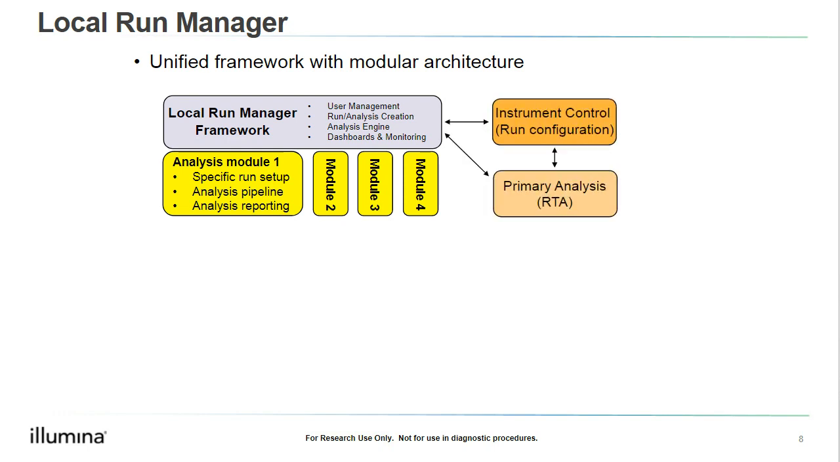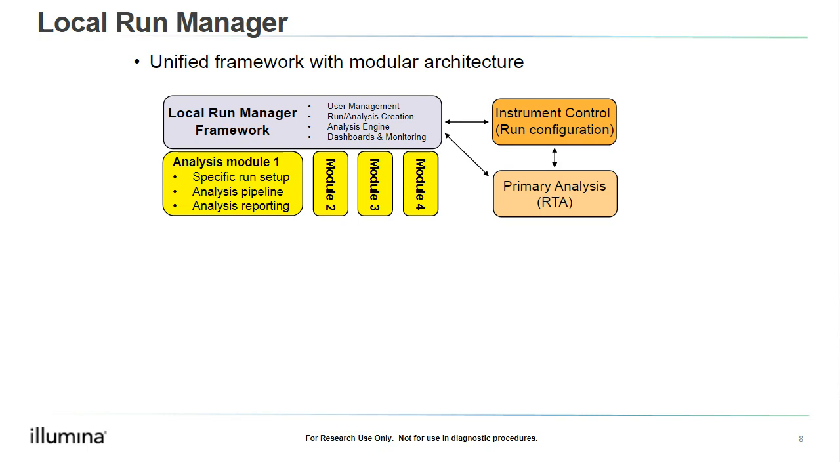After you set up the run, that run information is sent to the instrument control software when you select that run configuration. The run is performed, sequencing data is generated by RTA. That data is sent back to Local Run Manager to perform your secondary analysis. Now, just to let you know, there are no changes to RTA or the primary data analysis in the Windows 10 update or MiSeq Control Software 4. So if you have older analysis pipelines that you're already using, there's no change to that data coming off of the instrument, and you can still use those secondary analysis pipelines.